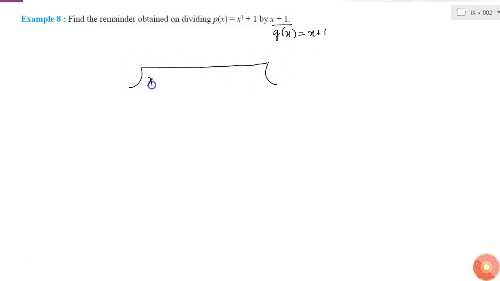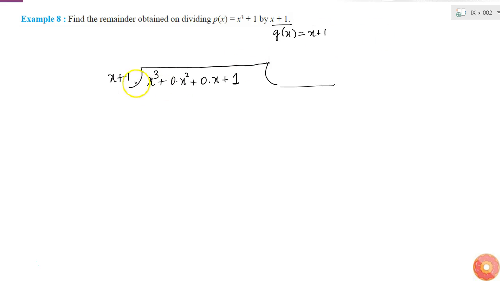So it is x cube plus 0 into x square plus 0 into x plus 1. Correct? I am writing the x square and x terms because while doing the division I will be getting these terms, so I just wrote them for the sake of understanding. So I'll write my g of x here, which is x plus 1. Here whatever I get is the quotient, and at the end whatever is left over is the remainder.